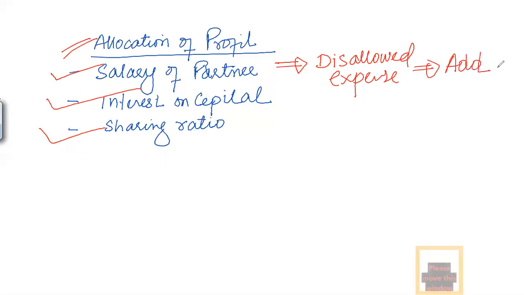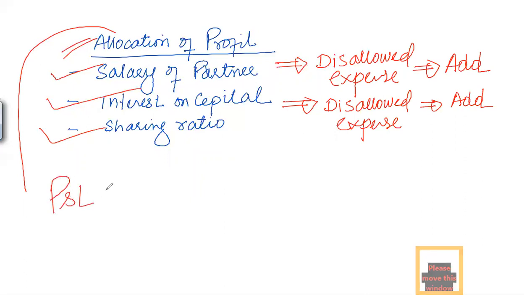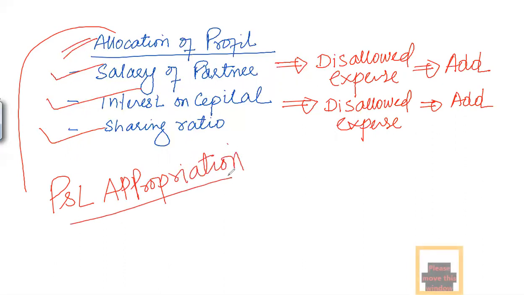Similarly, interest on capital, although it is to be paid by the partnership business, is not considered an expense; rather, it is a part of the appropriation account, and it is to be added back. So salary of partner, interest on capital, and sharing ratio are all part of the profit and loss appropriation account. Usually we prepare the profit and loss appropriation account in our accounting classes. So let's see how to prepare this profit and loss appropriation account from an example.